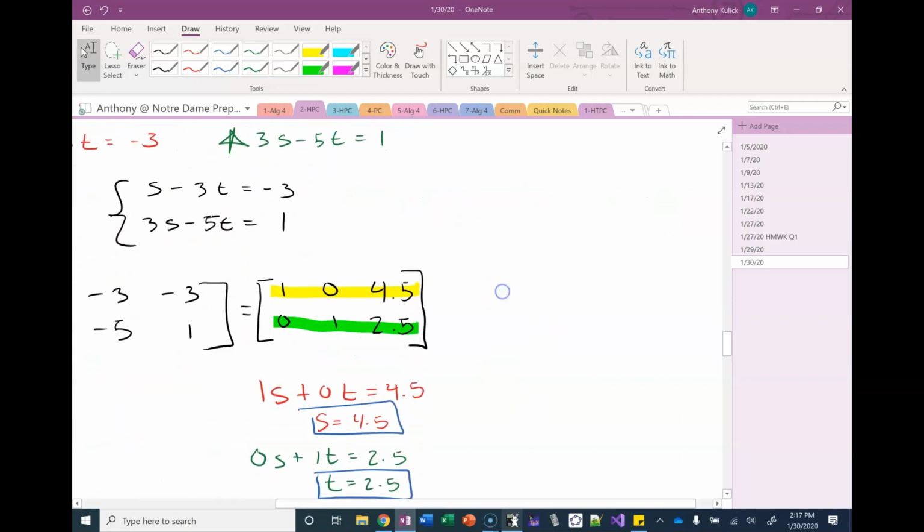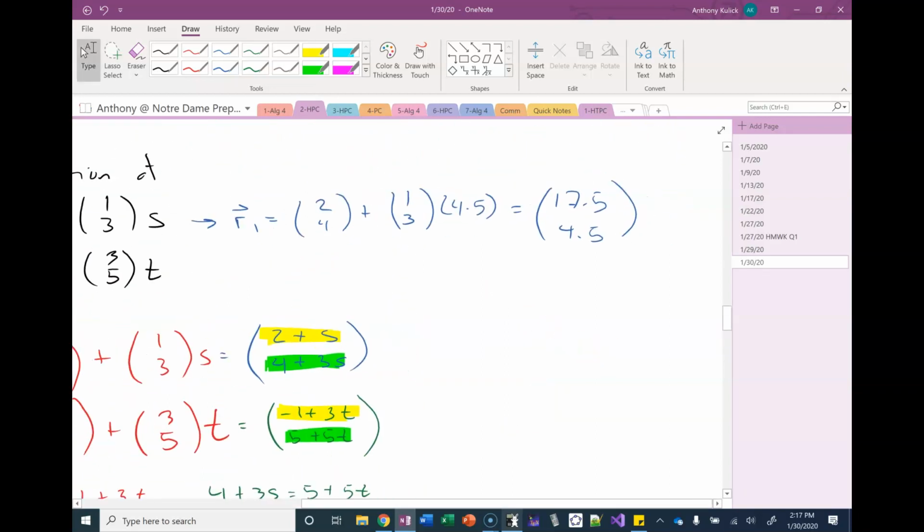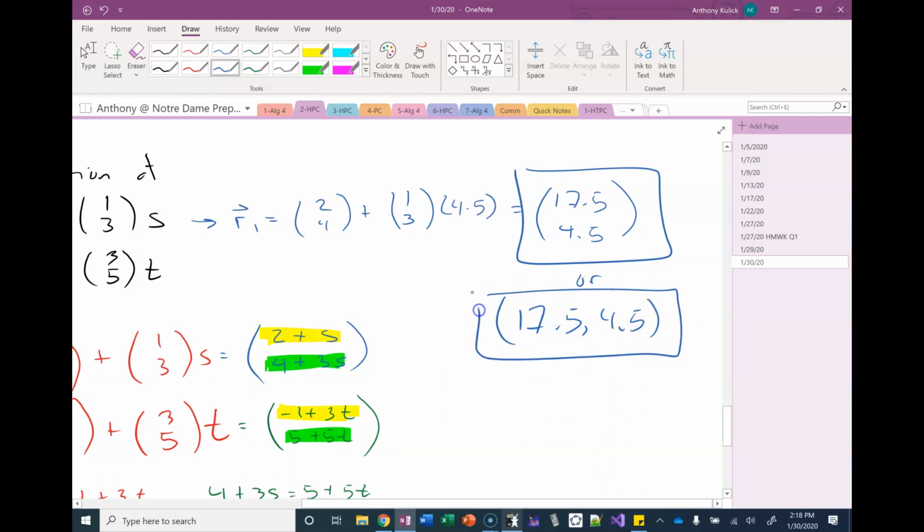Did I write down the wrong thing? No. Okay, good. Yeah, so that's what you should get. So your point is either way of writing it. You write it as the vector, if you want to write it as an ordered pair, I don't really care. Okay.